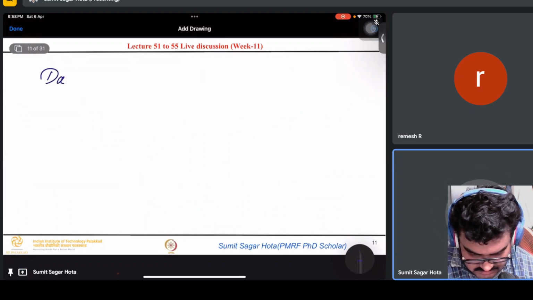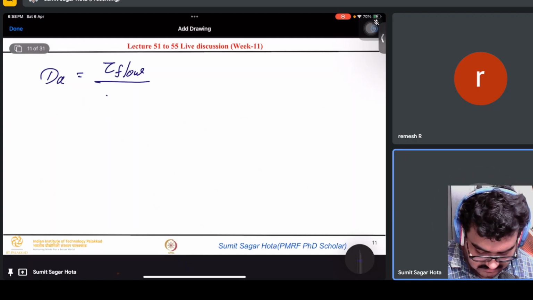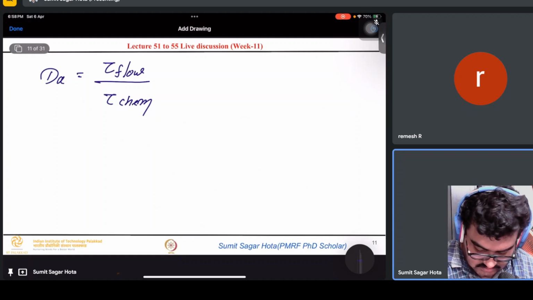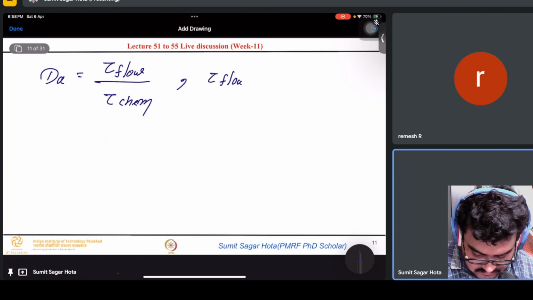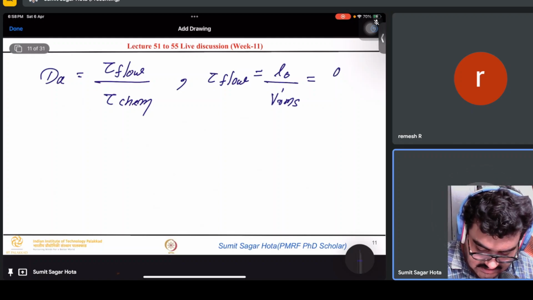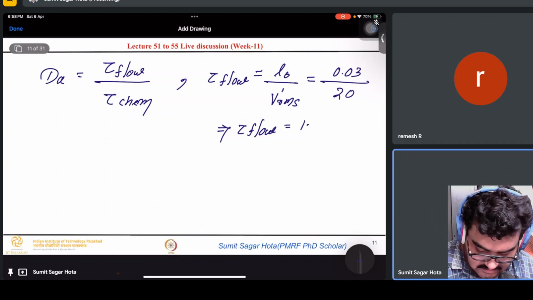What is Damköhler's number? It is the ratio of the time constant for flow to the time constant for chemistry involved in the combustion. Tau flow is L naught by the RMS velocity. All these data are actually given in 12.2, so you can take them directly. Tau chemical is not given, but tau flow you can take.